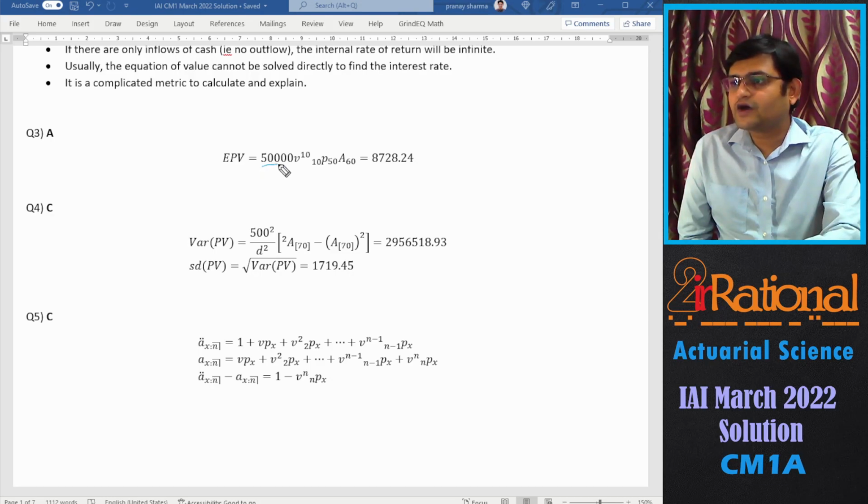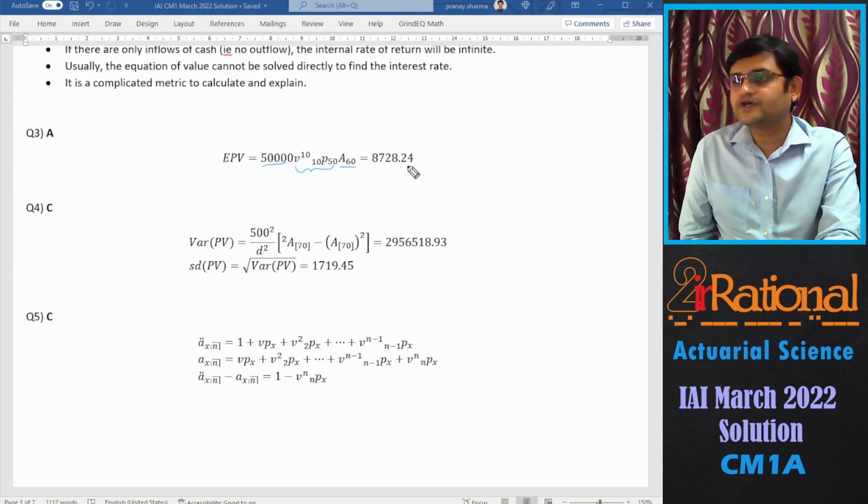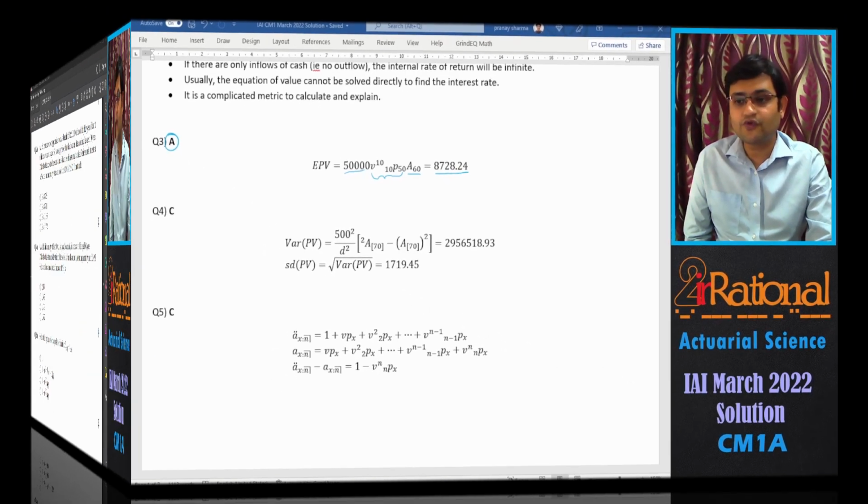So we have 50,000 payment given if the person survives for 10 years. So we raise v to 10, 10p50, and then after that we have A60 directly taken from the AM92 6% table. So we get 8728.24, that is option A. Let's go to question number 4.